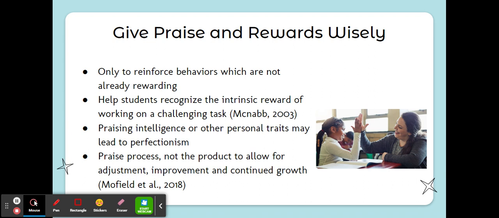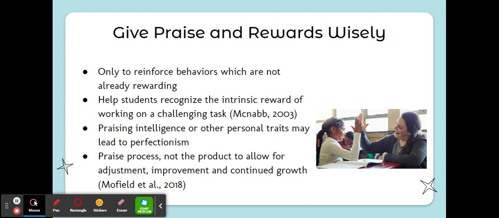Teachers and parents should think about how they give praise to students as it may have many different unintended consequences, including perfectionism. McNabb suggests that praise and other rewards should be given only to reinforce behaviors that are not already rewarding. Teachers should help students recognize the intrinsic reward of working on a challenging task.